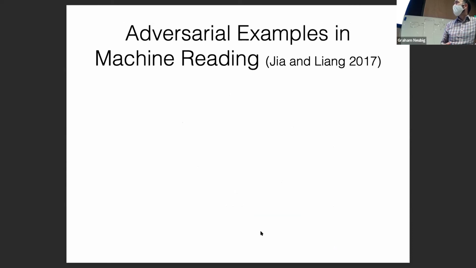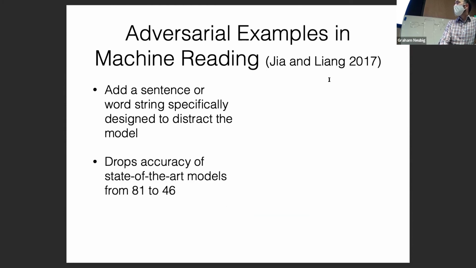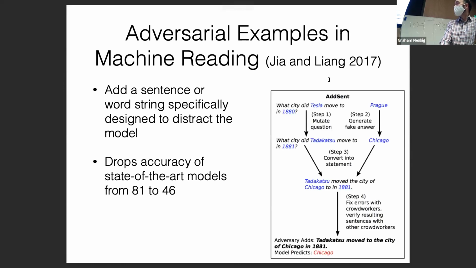Another thing to be aware of is that models tend to very carefully fit the data that they are given, and they might not necessarily generalize well into other data sets if we don't have a naturally created data set. To give an example, there's this examination by Robin Jia and Percy Liang where they added a sentence or a word string specifically designed to distract the model. And it dropped the accuracy of state-of-the-art models at that time from 81 to 46.